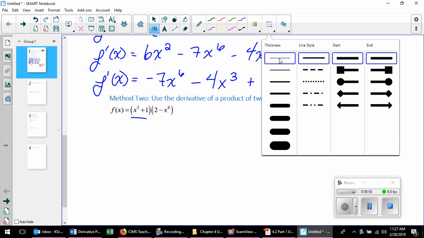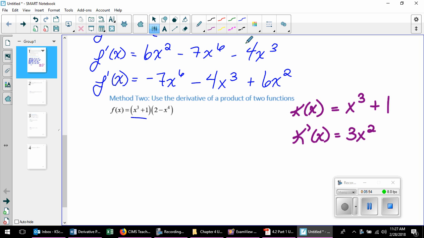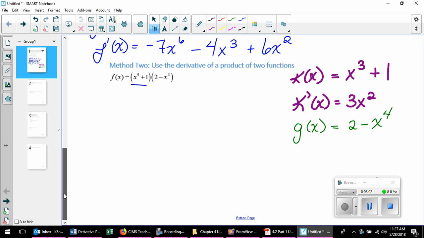And then I'm going to take the second function, which I'll call g of x. So that one is 2 minus x to the exponent 4. I'm going to do the derivative of it real quick. So negative 4x cubed. Right? Easy peasy.